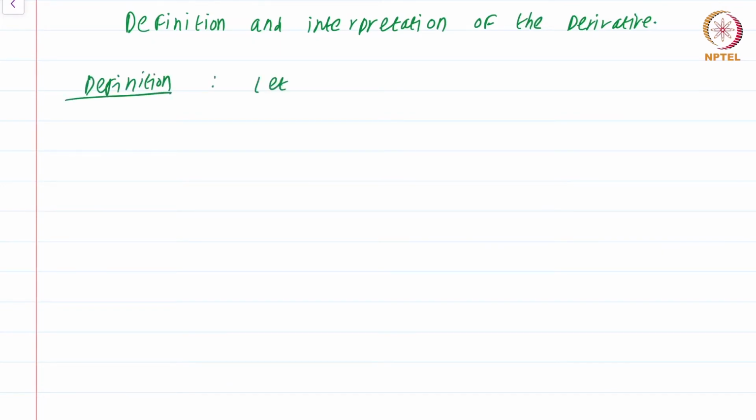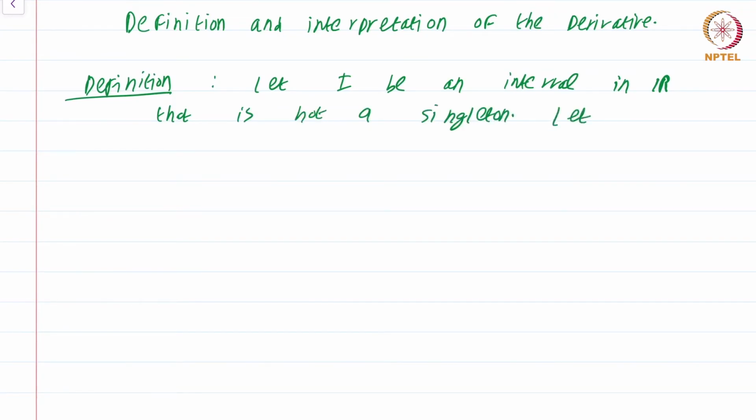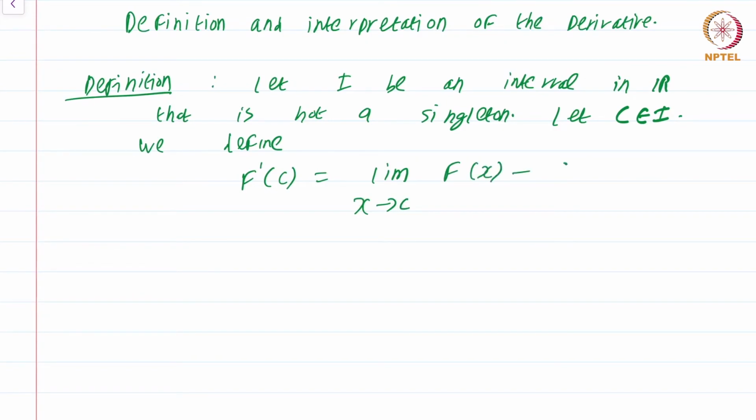Let I be an interval in R that is not a singleton. Let c be in I. We define f prime of c to be equal to the limit as x goes to c of (f of x minus f of c) by (x minus c), provided the limit exists.